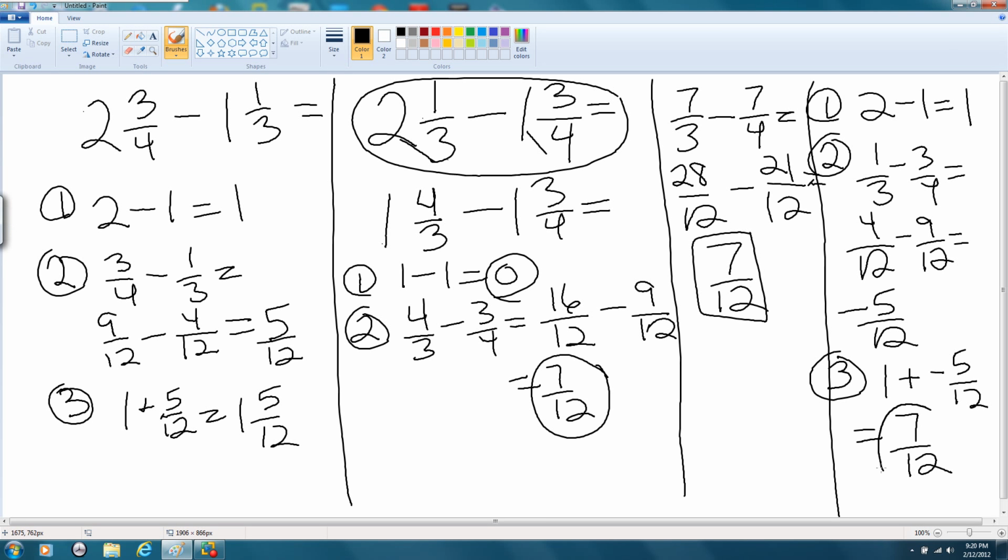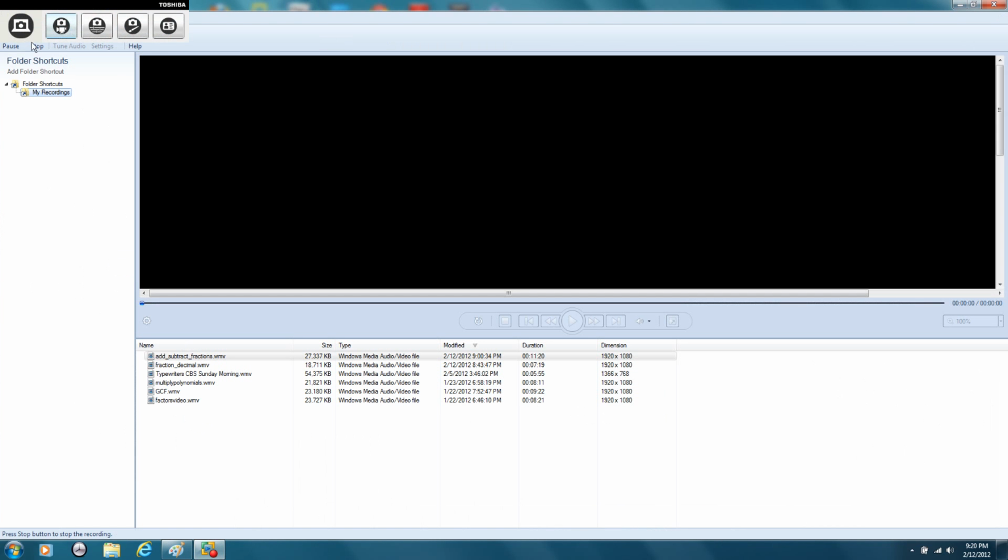So there was sort of a fancy way to do it, but showing that you can add the whole numbers and the fractions separately. With that, I will conclude this.